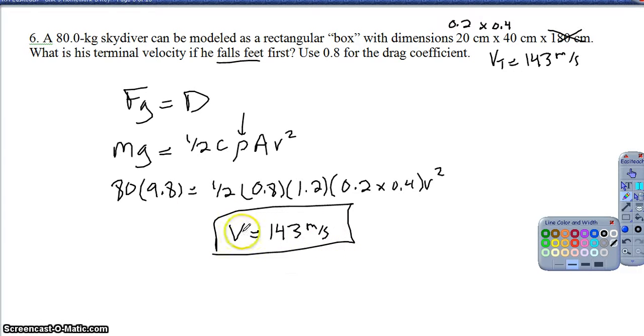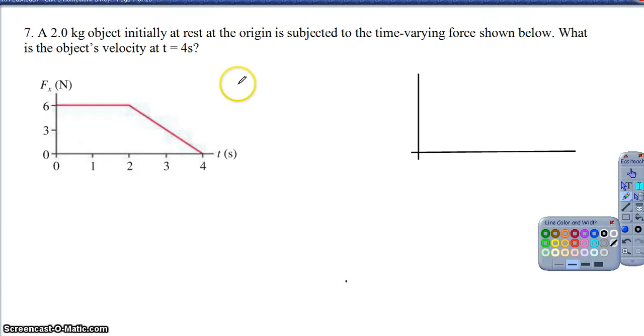Obviously, you could then compare that to maybe what the terminal velocity would be if he was doing a more traditional fall with his chest first rather than his feet first. Okay, so question 7 here, if you want the right answer, it is 9 meters per second. The final velocity after 4 seconds is 9 meters per second.